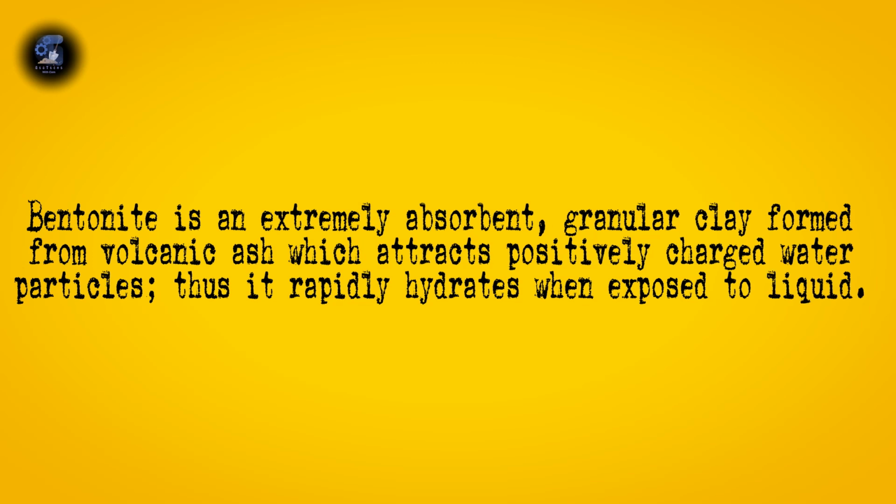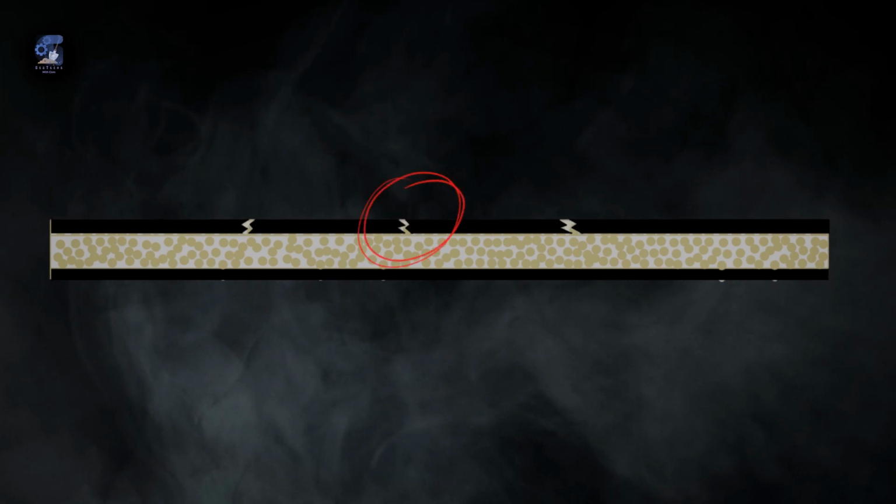Bentonite is an extremely absorbent granular clay formed from volcanic ash which attracts positively charged water particles. Thus, it rapidly hydrates when exposed to liquid. This bentonite solution is widely used in pile drilling and diaphragm wall excavation to temporarily support the wall from caving in and to prevent groundwater ingression before the concrete is poured. In geosynthetic liners, however, as the clay hydrates when in contact with leachate, it swells, giving it the ability to self-repair breaks or any cracks in the liner.